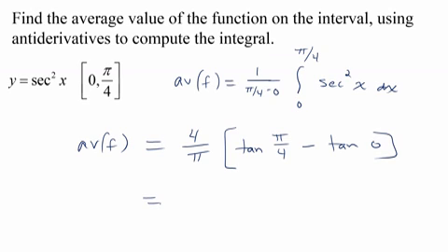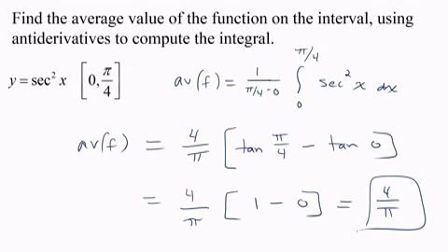So we end up with 4 over pi times the tangent of pi over 4, which is 1, minus the tangent of 0, which is 0. So we have 4 over pi times 1, which is just 4 over pi. Therefore, the average value of this function is equal to 4 over pi.